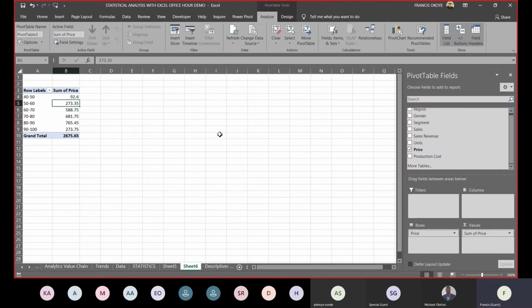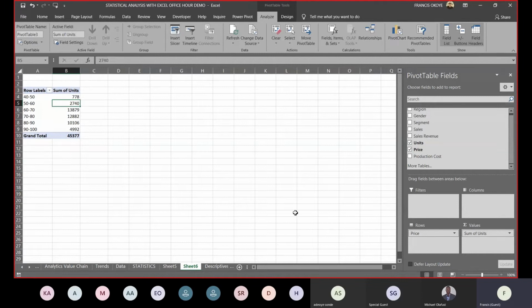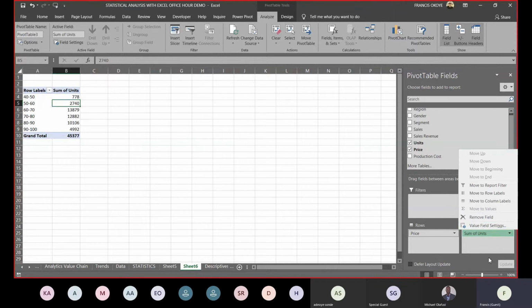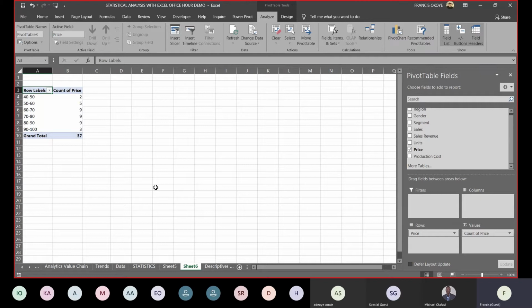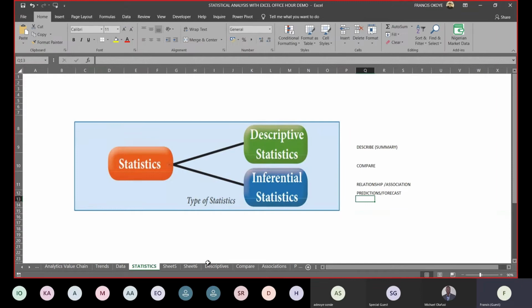So question, how many... In terms of price, it all depends on the kind of analysis you want to do. All we are trying to do is just group our data. Here we can switch it to counts. Let me take that again. So we can have counts and we can easily summarize the data. Basically, we are only summarizing the data. That's basically what descriptive statistics does for you.